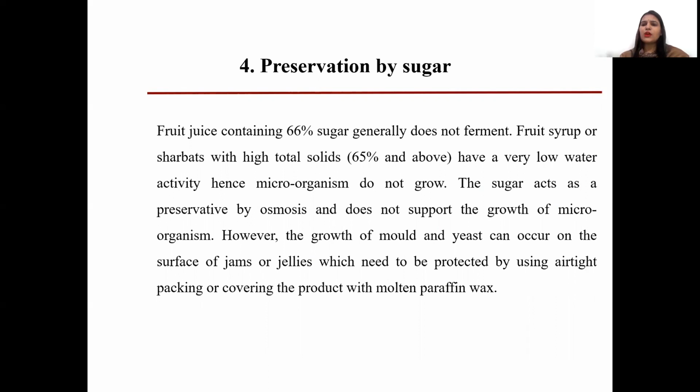Suppose we have to store our fruit juices in the form of concentration, so that further we can use the syrup, fruit syrup, for juice preparation, so we can add sugar, right? Because further at the time of preparation we will use sugar, right? So we can store these fruits in the form of fruit syrup, right? So we can store it at above 65% sugar, right, for a long time.